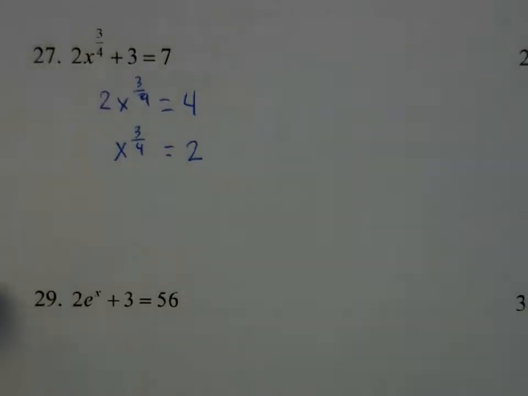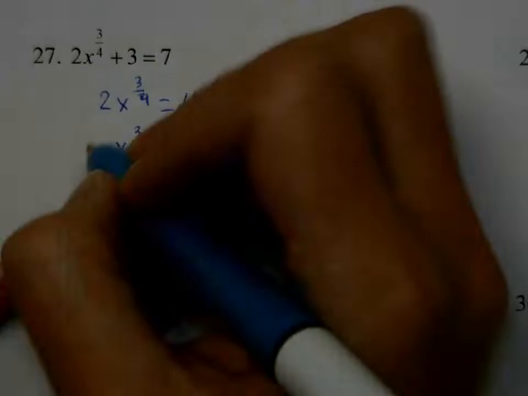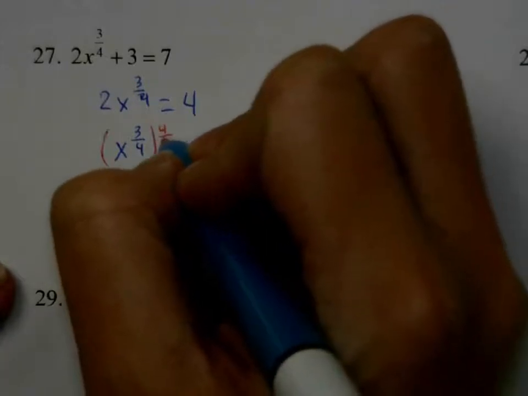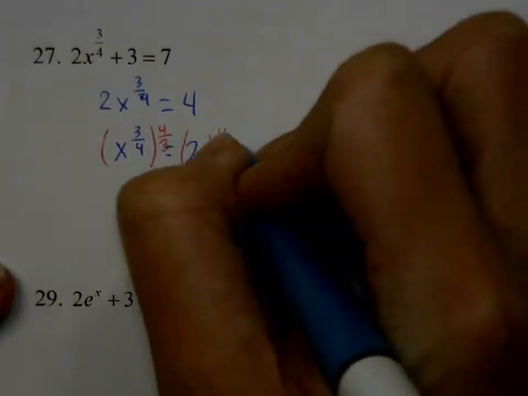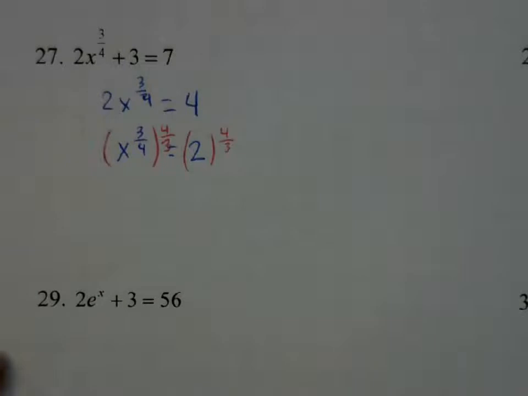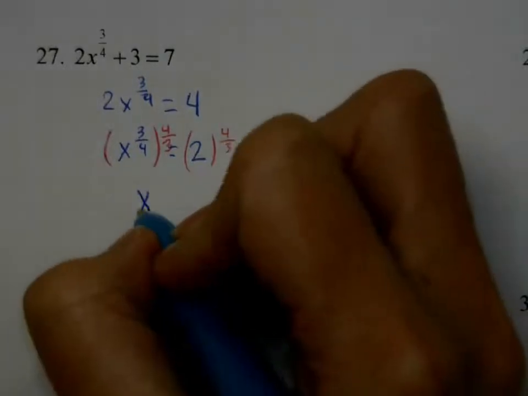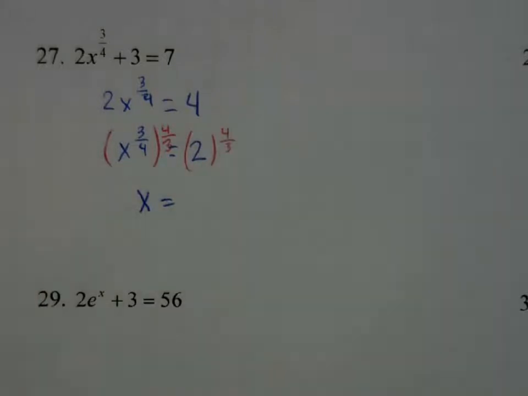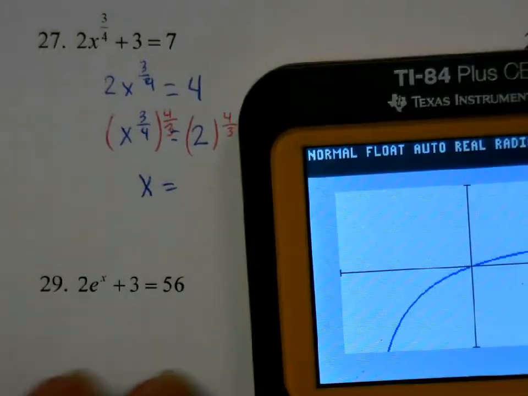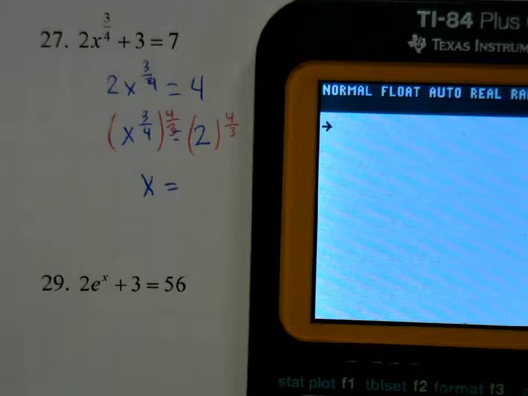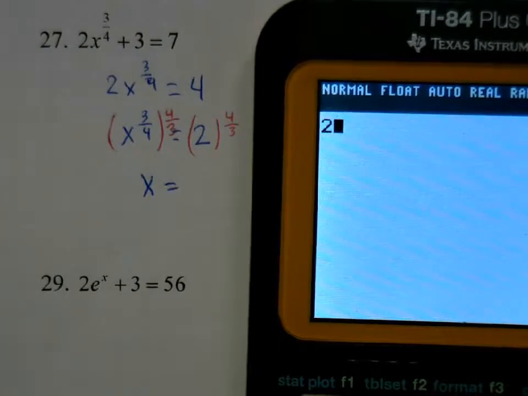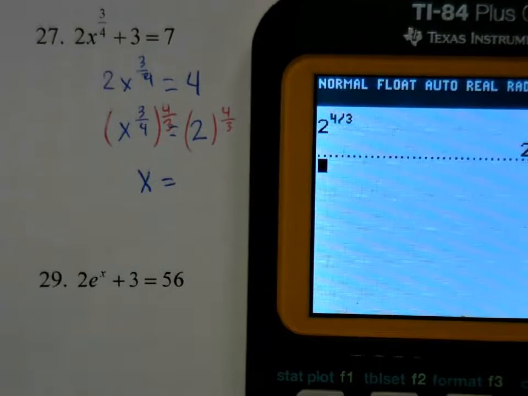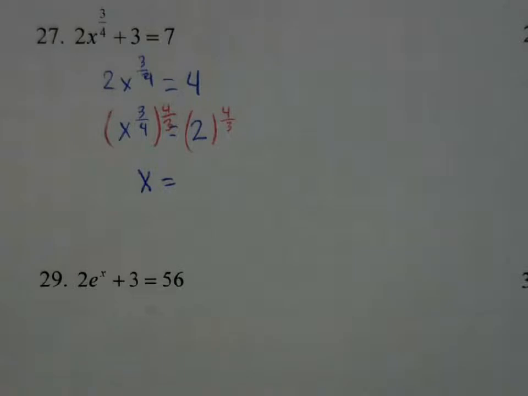Then to get rid of this exponent, what I'm going to do is raise both sides to the reciprocal exponent, so to the 4/3. We're not multiplying by 4/3, we're raising it to the 4/3. So x is going to equal 2 to the 4/3, which you just do in your calculator. Okay, and we get 520.